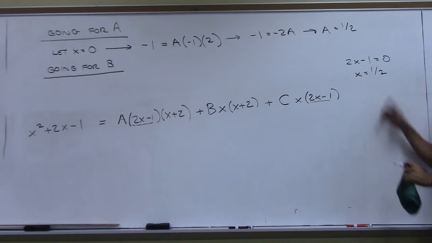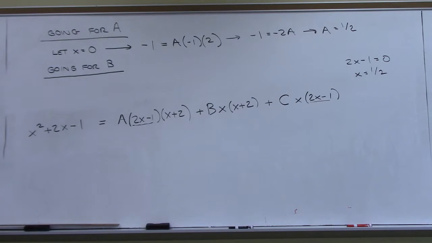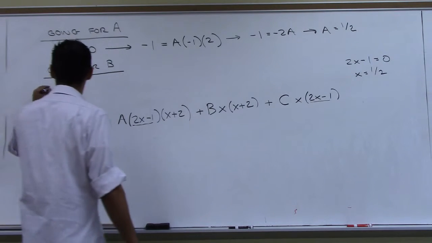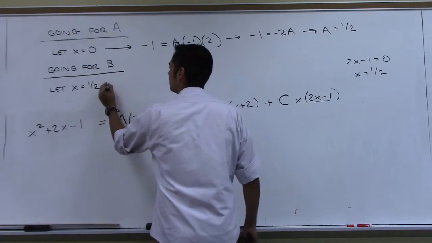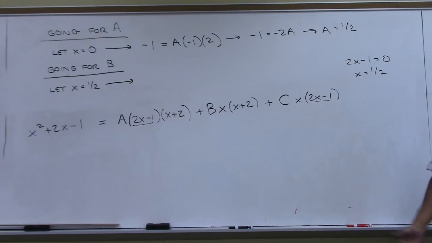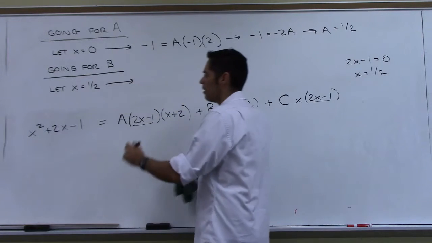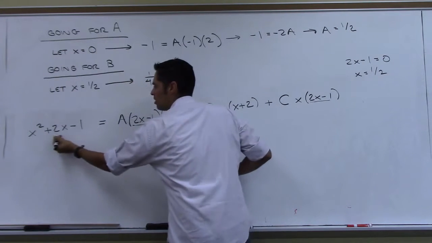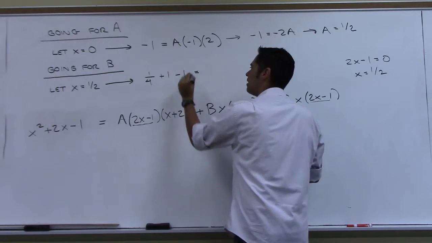X is 1/2. If x is 1/2, then I know that that's 0, right? That's what I'm doing. Understand? So let x be 1/2. Now this is going to be a little more complicated because 0 is always easy to plug in, isn't it? This one's going to be a little bit more difficult. So what's 1/2 squared? 1/4. 2 times 1/2. 1 minus 1. That's going to go away, but that's the left side. Agreed?